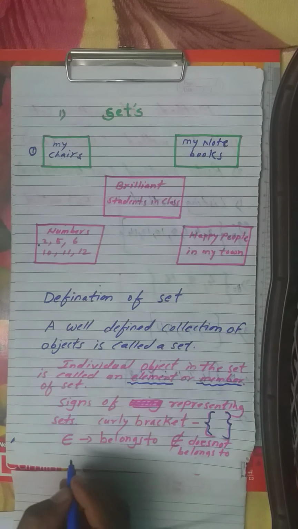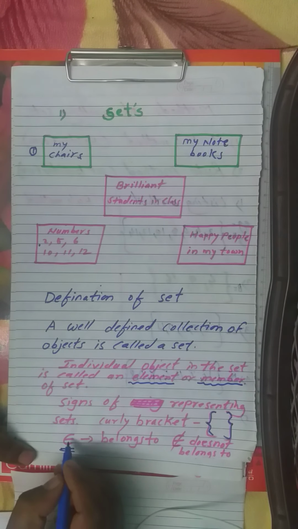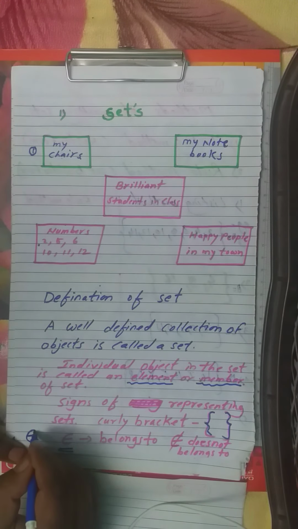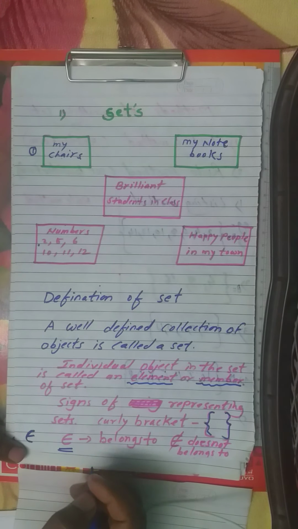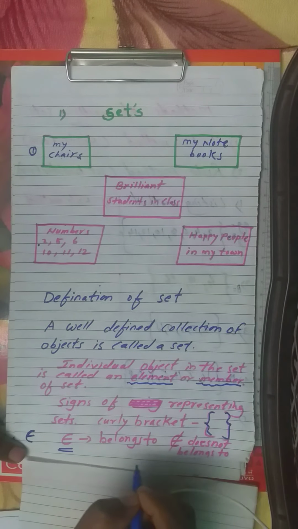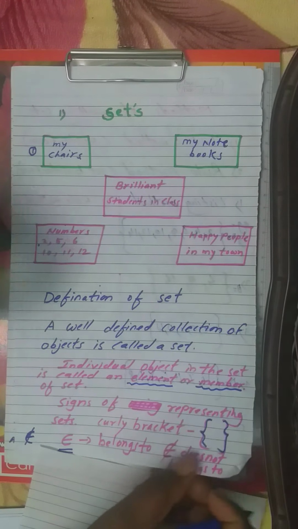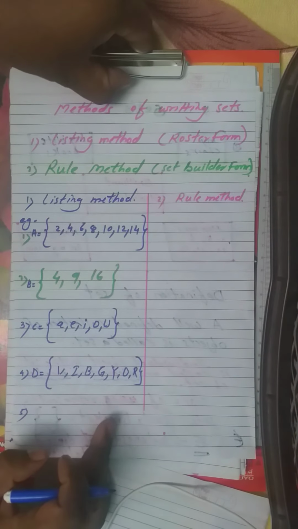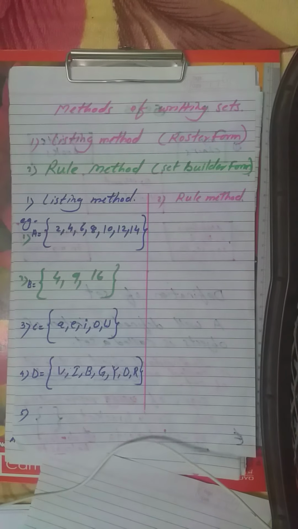Now some signs are included in this topic. This sign looks like the English letter E, but it is slightly curved. It is called 'belongs to'. And with one line on it, it is called 'does not belong to'. Now we can move ahead to the different methods of writing sets.